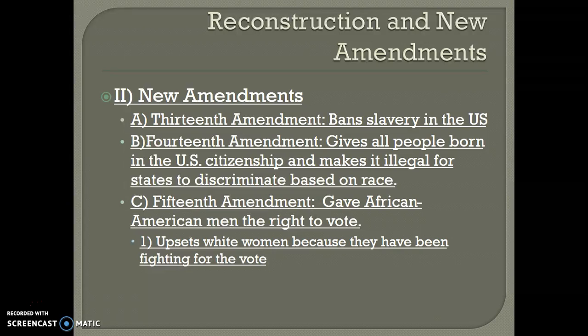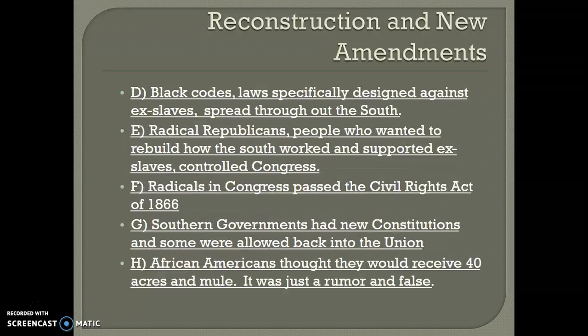This will upset these white women in the United States because they've been fighting for the right to vote since the United States was actually founded. And they're like, these brand new citizens get the right to vote, but we don't. So this really upsets that group of people. They're like, come on, we've been fighting for this, and we don't get it yet. That's not what they considered fair. But women will get the right to vote, as in the 19th Amendment.